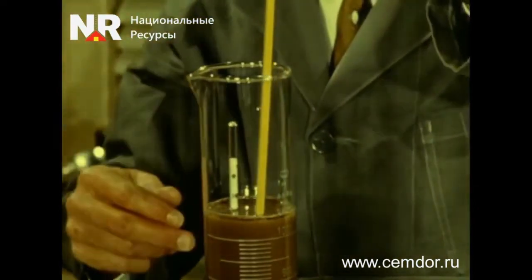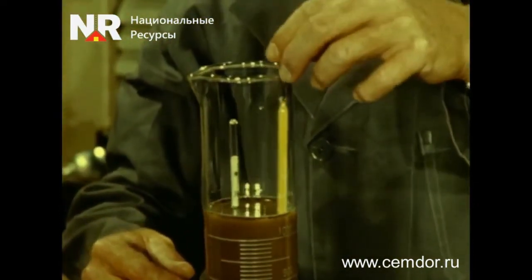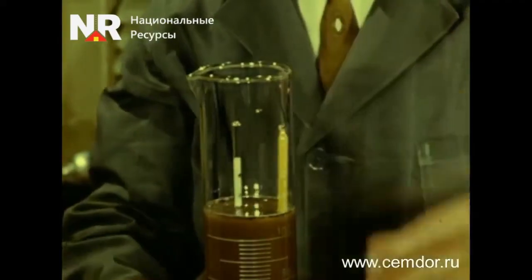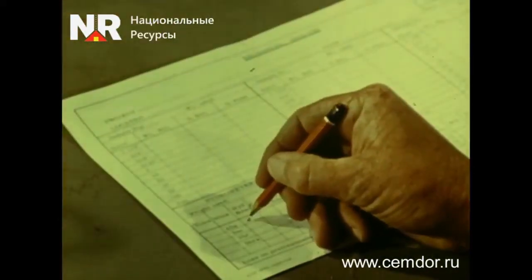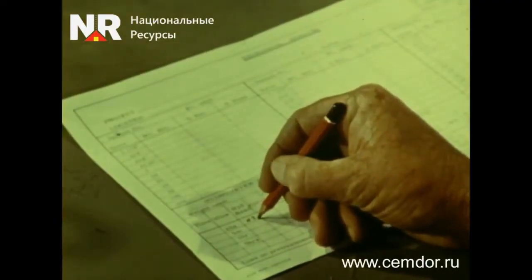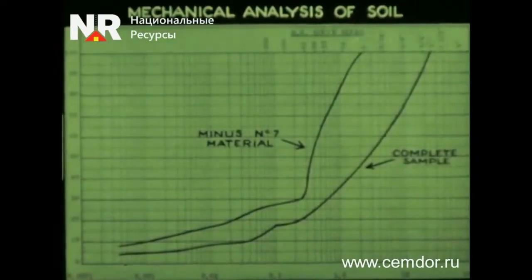Then, the percentage content of each soil fraction should be determined by successively subtracting the smaller value from the larger one. The results of the analysis are recorded in a logbook, and a graph is also plotted showing the percentage distribution of particles across the sieves.